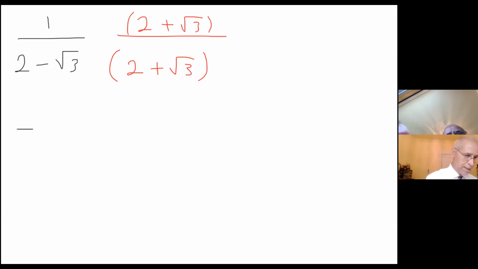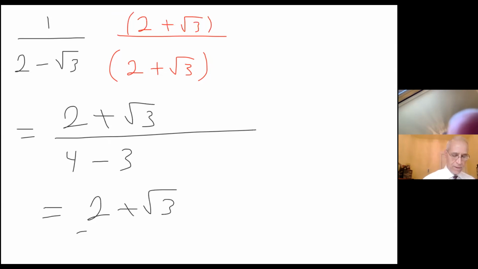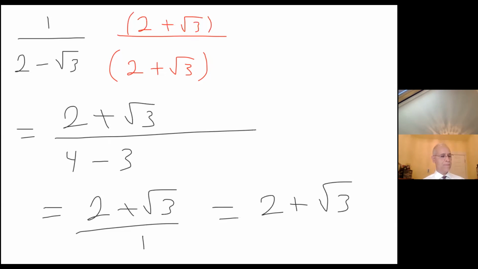So this equals 2 plus square root of 3 over 2 times 2 is 4. 2 times root 3 cancels 2 times minus root 3. And then I have 4 minus root 3 times root 3, which is just 3. And that equals 2 plus root 3 over 1, which is 2 plus square root of 3.